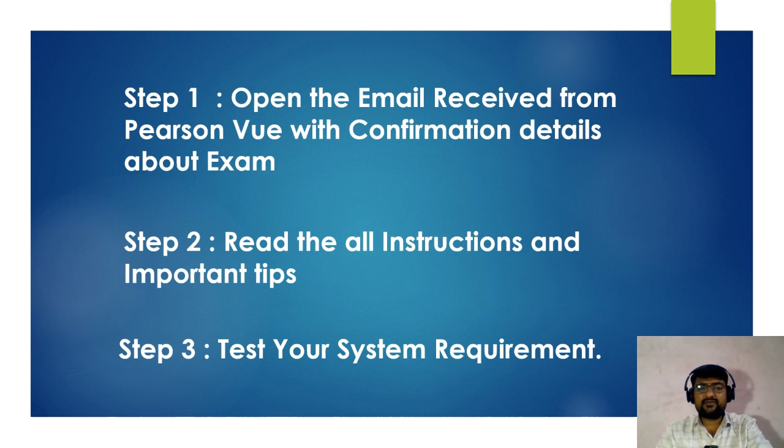Basically once you receive the mail from the Pearson VUE platform, in that mail you have the confirmation details about your examination. Then you can read all the instructions and important tips. Basically we forget to read the instructions and we make some mistakes, so please avoid this mistake. Then step number 3, test your system requirement. We need to test your system. I will explain that in the next slide.